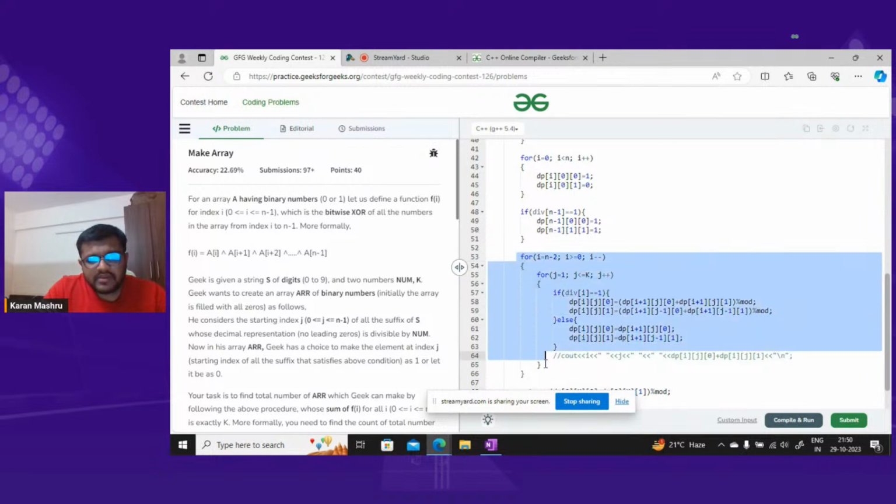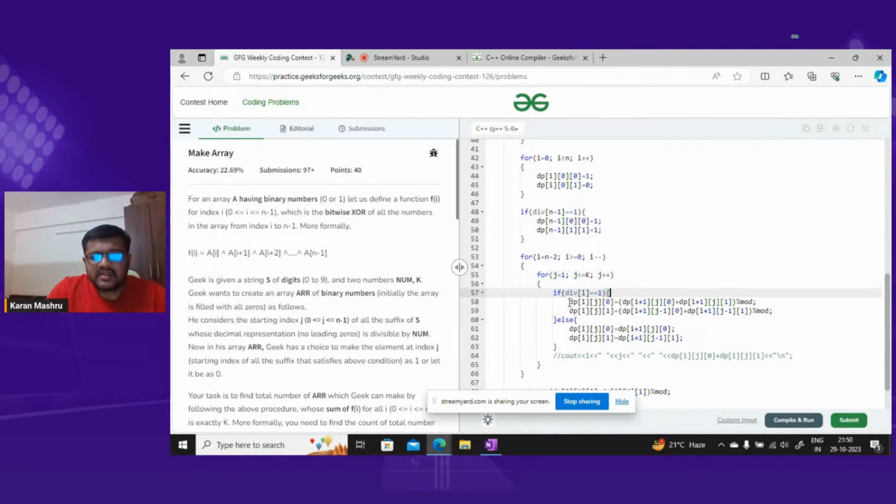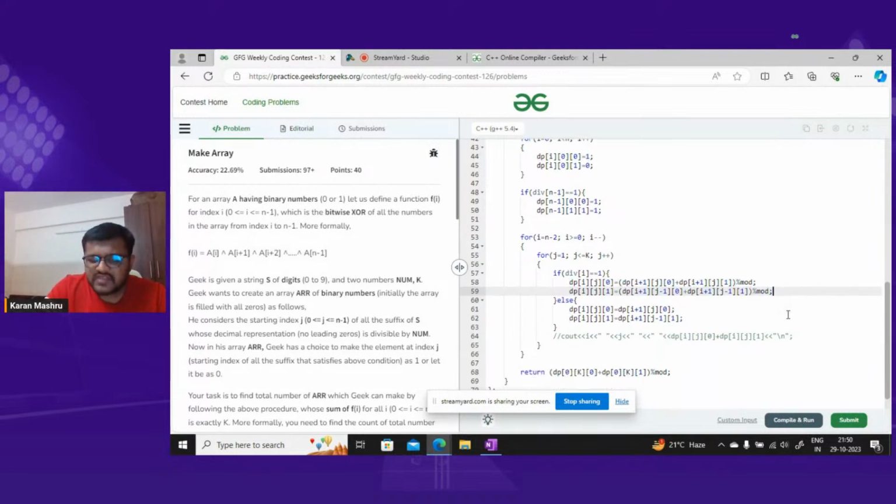For I equals to n minus 2 to 0, for j equals to 1 to k. If division of I is 1, if there are two possibilities, then dp of ij0 is the summation of this, and dp of ij1 is the summation of this. If division of I is 0, it means I cannot place 1 there. There is only one possibility, 0. Then dp of ij0 will be equal to dp of I plus 1, j, 0, because since I cannot place 1 there at the ith position, if I want to get f of I equals to 0, f of I plus 1 should also be equal to 0. It cannot be 1.